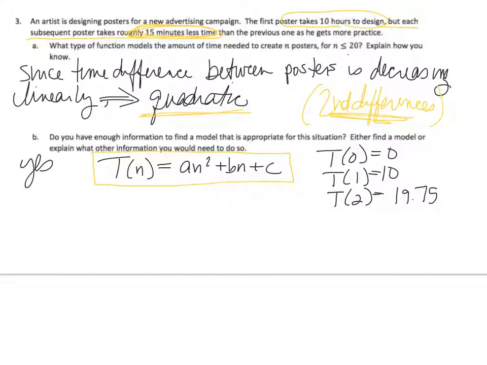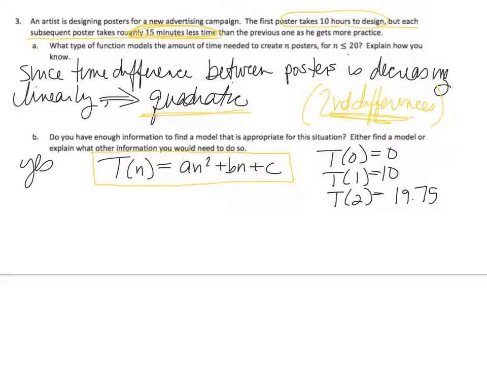So we know that for time equals 0, we've created 0 posters. For poster equals 1, it takes 10 hours. For poster equals 2, it takes 15 minutes less, etc. We only need 3 points because when we have 3 unknowns in an equation, we only need 3 equations to solve it. So let's go ahead and solve this. I'm going to work through this one while talking in hopes that it reminds you how to solve equations. So I've got 3 equations, 3 unknowns.